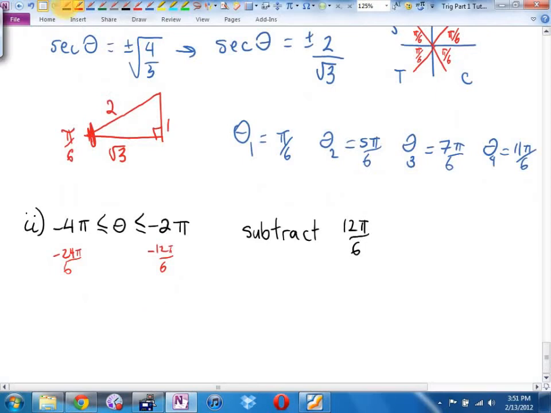So, 1 pi/6, take away 12 pi/6. What do we get? Is that between negative 24 and negative 12? Well, then do it again. Negative 11 pi by 6, take away 12 pi by 6. There's one.